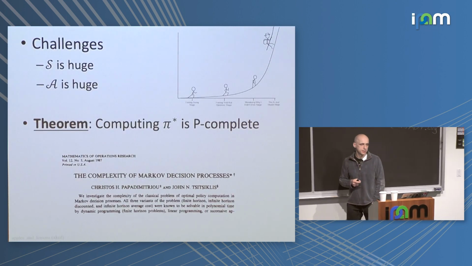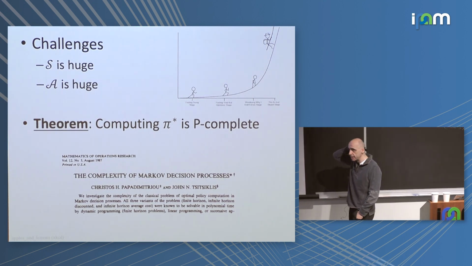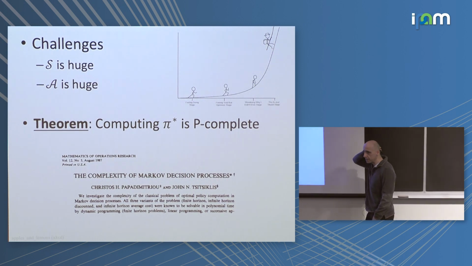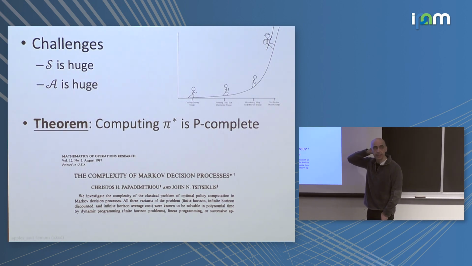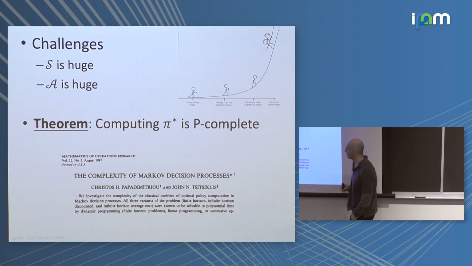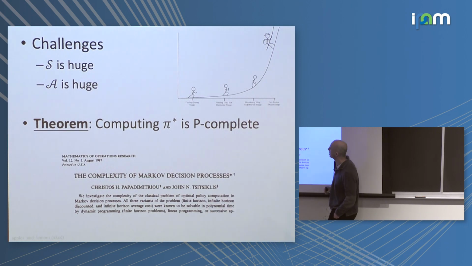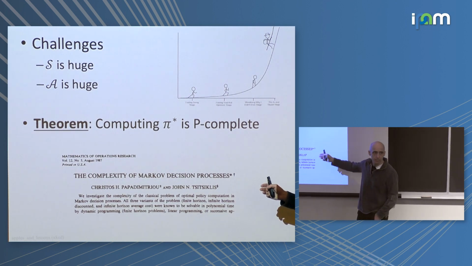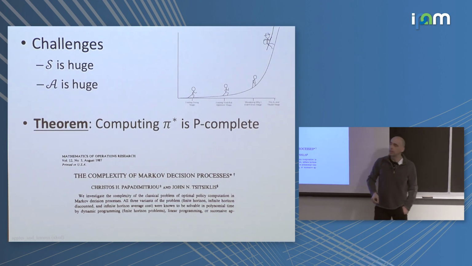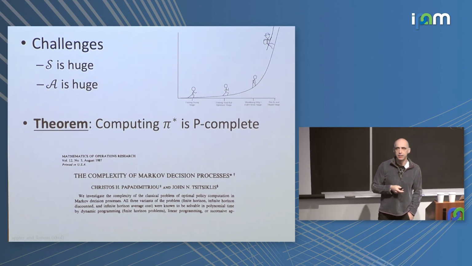So what is the challenge here? The core of the challenge is that computation in MDPs can be very, very demanding. There is this classic paper by Christos Papadimitriou and John Tsitsiklis, where they prove a theorem showing that if you are given an MDP, then computing the optimal policy in the MDP is P-complete.